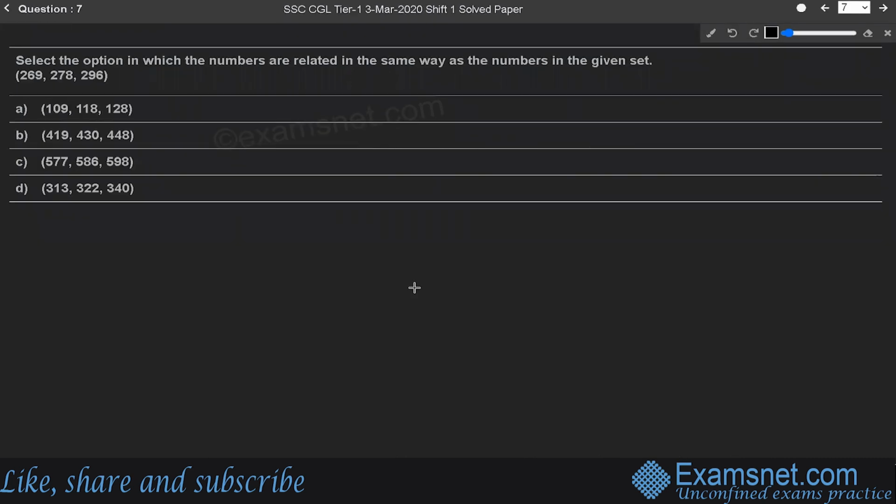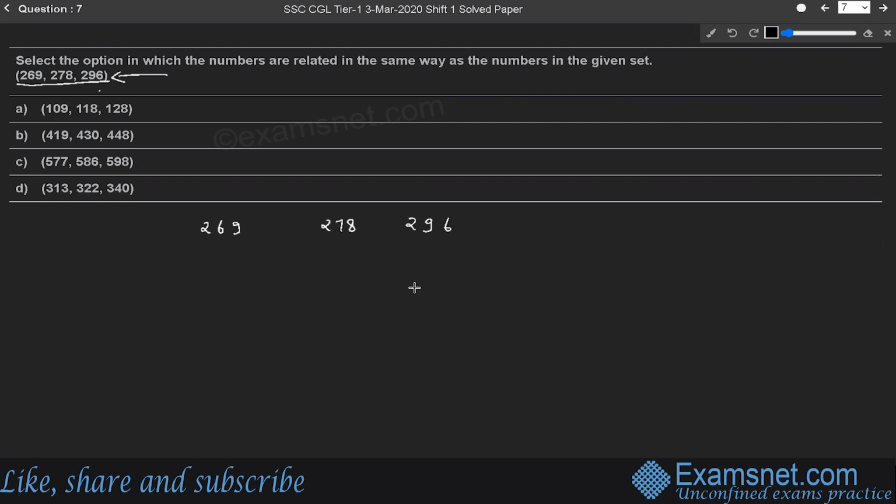Next question is, select the option in which the numbers are related in the same way as the numbers in the given set. The given set is 269, 278 and 296. So in order to get the solution for this question, firstly, we need to understand the relationship between the numbers that are present in this set. Then only we can identify the numbers that are related in the same way as the numbers are related in the given set. So, firstly, let us write the given set: 269, 278, and 296.